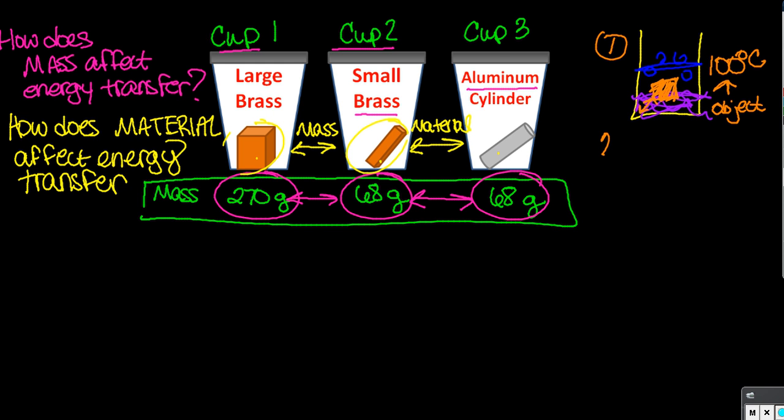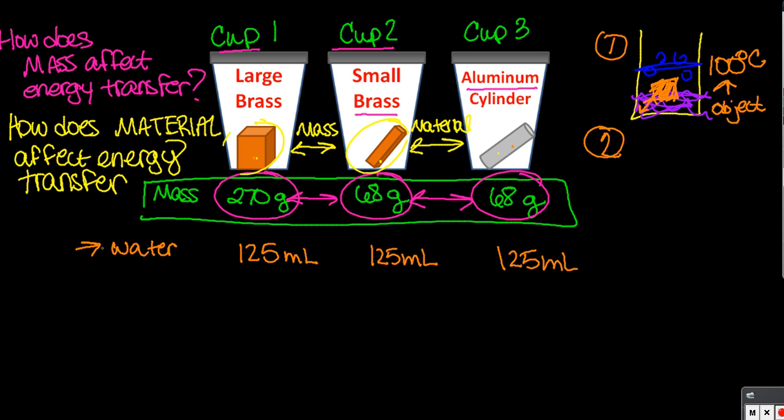That was step 1. The next thing we did was we took each of the objects and we put it into the cup. The cups each had, all right, so the water in each cup, 125 milliliters. And this is one thing that was helping us to perform a valid experiment. The amount of water was the same. Not only the amount of water was the same, also the type of water. And then the other thing about the water that was the same was the initial temperature.